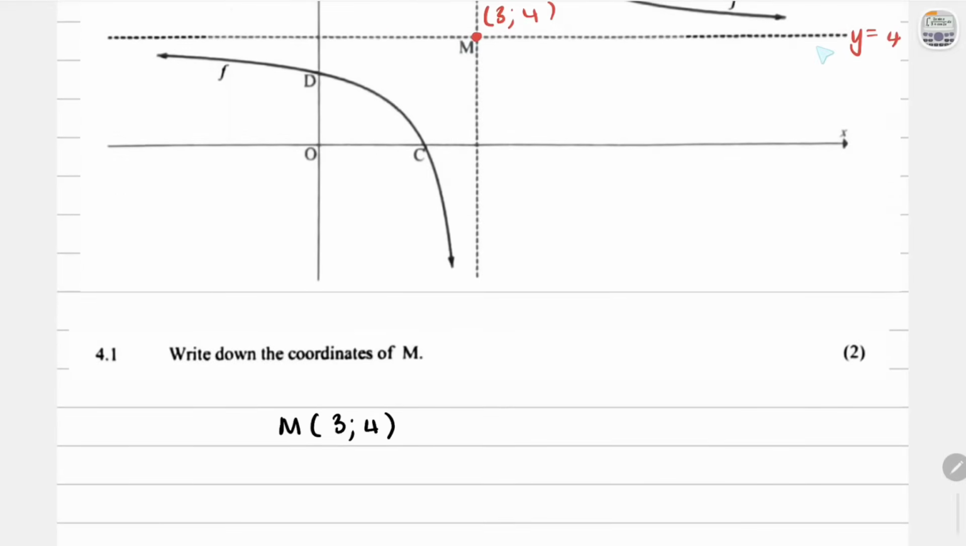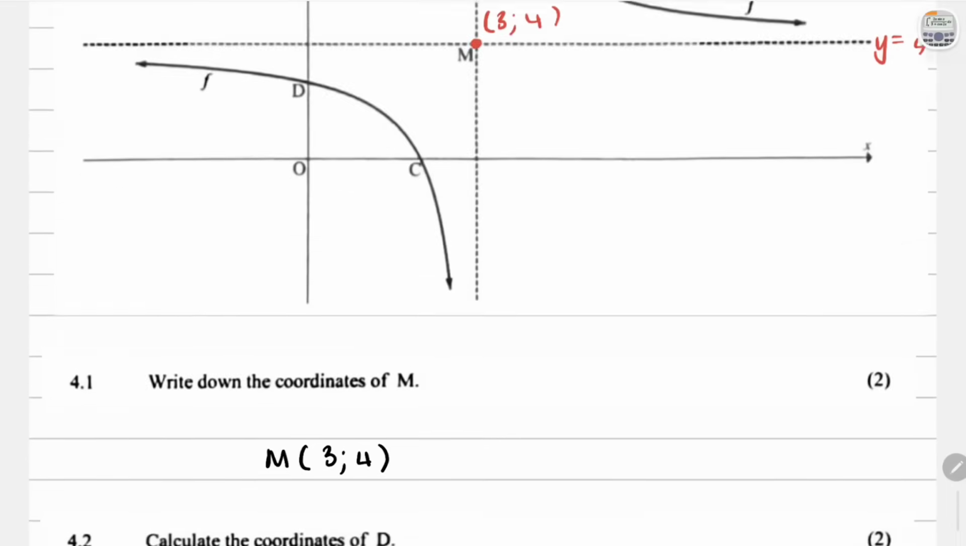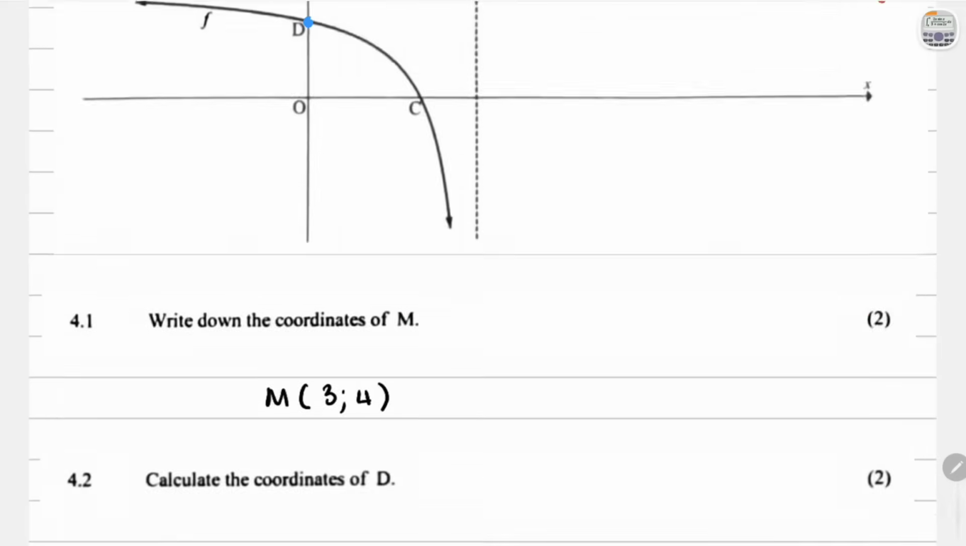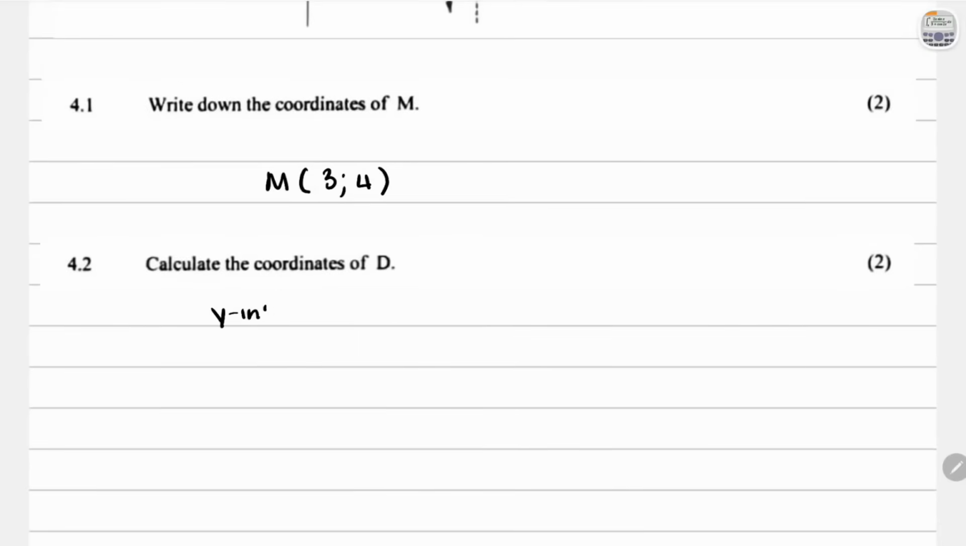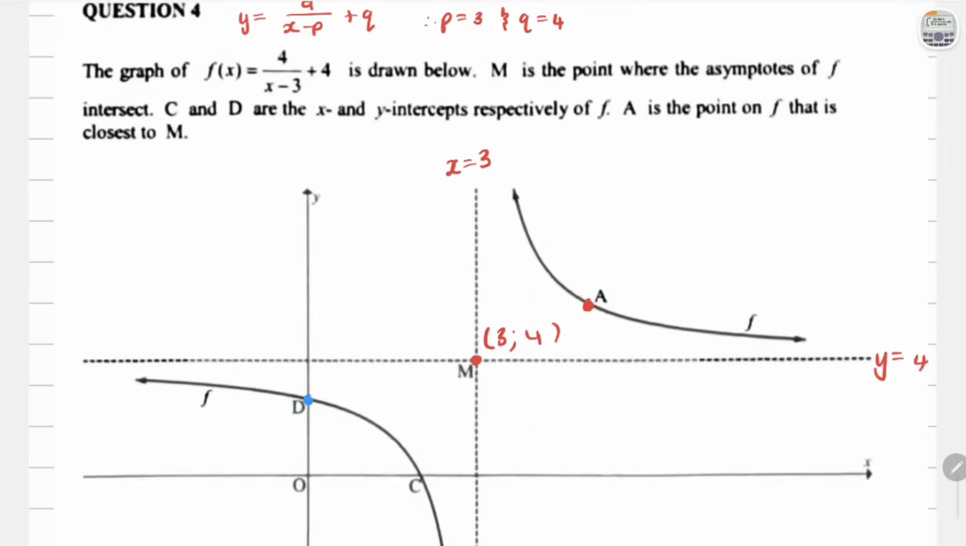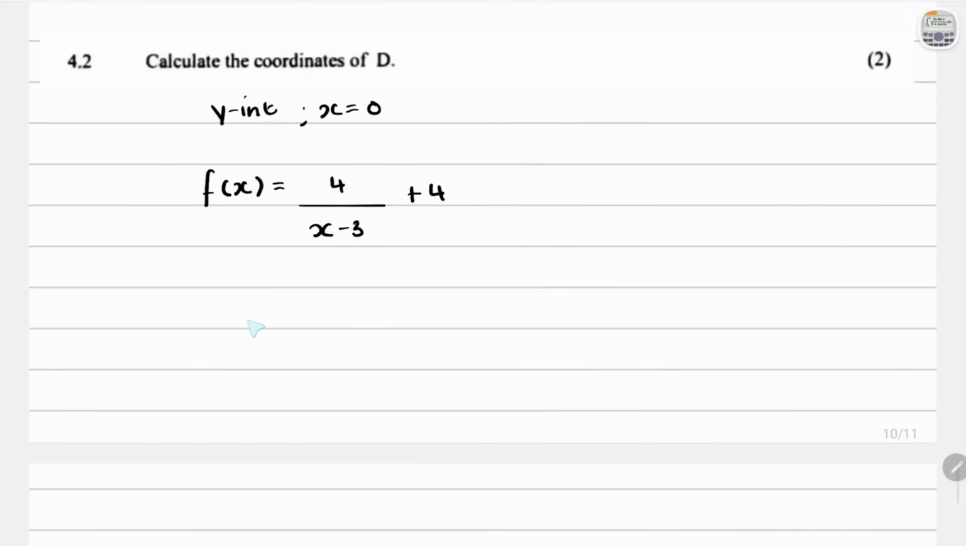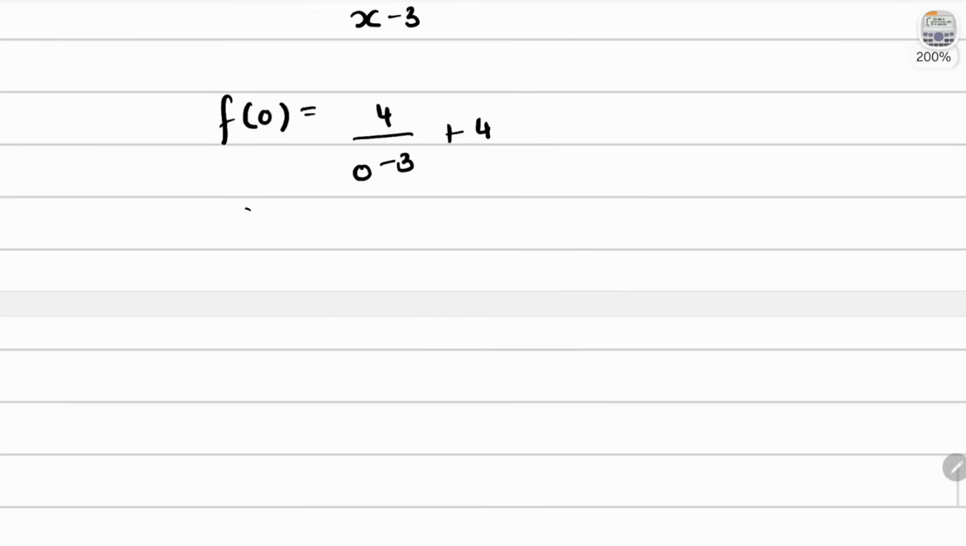Moving on to the next question. Question 4.2 says calculate the coordinates of D. D, as you can see, is the y-intercept. It's intersecting the y-axis. So to find the y-intercept, you simply make x equal to 0. We'll take the equation that we have, write that down, and substitute 0 in place of x. So that's 4 over 0 minus 3 plus 4. Let's find that answer. 4 over negative 3 becomes negative 4 over 3, and then plus 4. So what's 4 minus 4 over 3? If you make the denominators the same, it's going to be 12 minus 4, which is 8 over 3. So 8 over 3 is our answer.